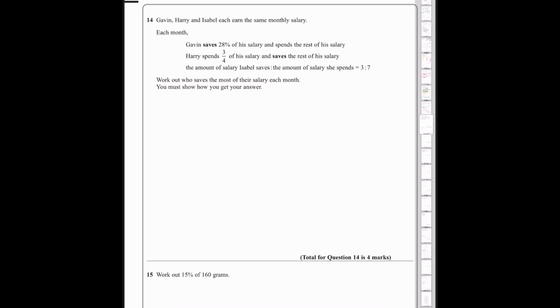So what's nice and easy about this one is, first of all, we have 3 people. We have Gavin, we have Harry, and we have Isabel.